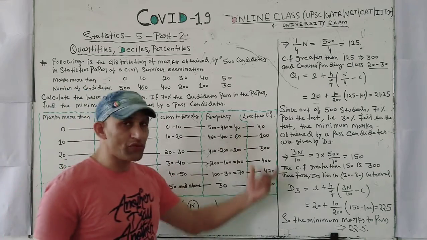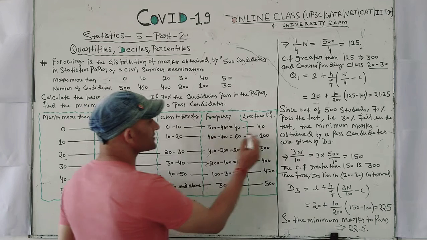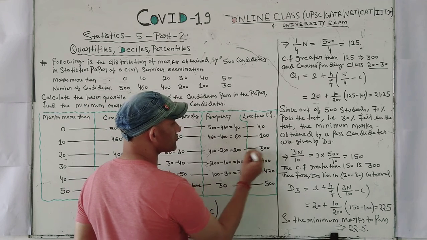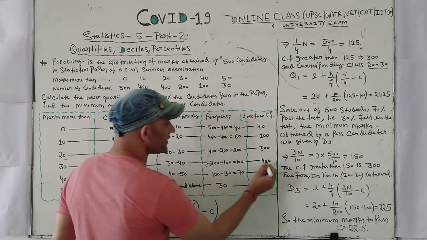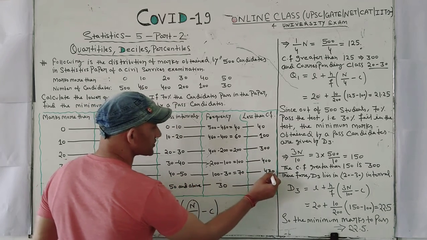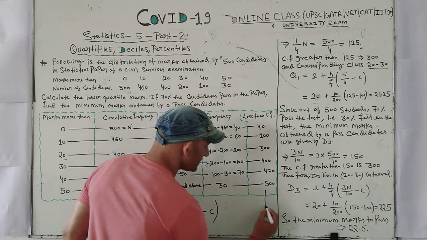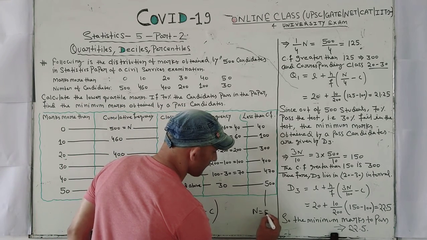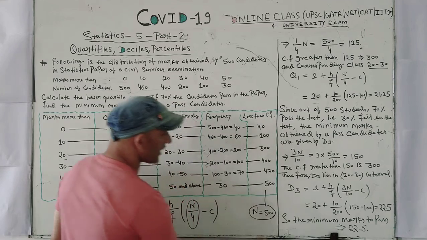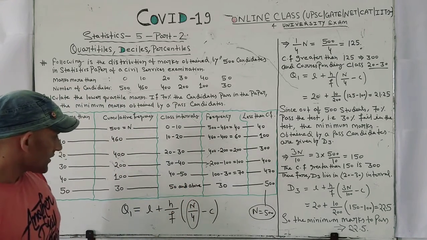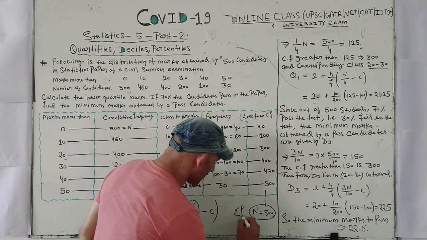Now we are finding the cumulative frequency. The first value is 40. Then 40 plus 60 is equal to 100. Then 100 plus 200 is equal to 300. 300 plus 100 is equal to 400. 400 plus 70 is equal to 470. 470 plus 30 is equal to 500. So your n is equal to 500, the sum of all the frequencies, sigma f.